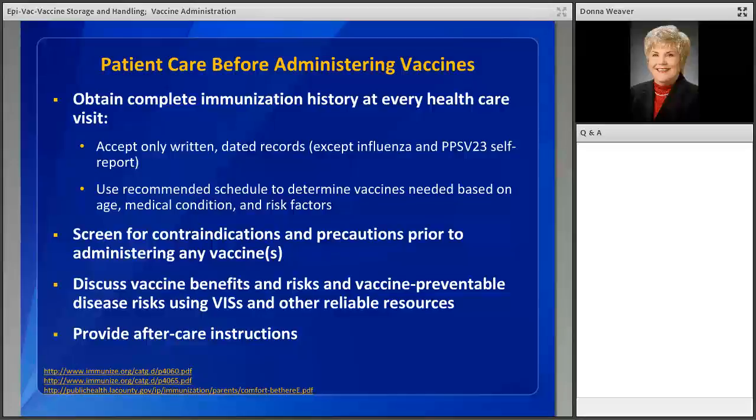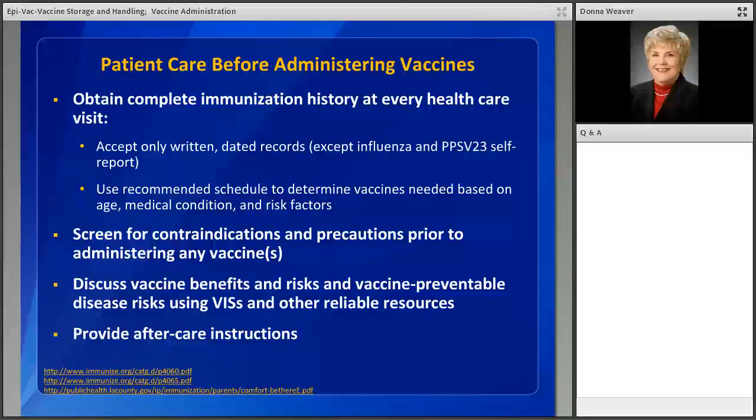If a documented immunization history is not available, administer the vaccines that are indicated. With the exception of self-report for influenza and pneumococcal polysaccharide vaccine, that's PPSV23, providers should only accept written dated records.